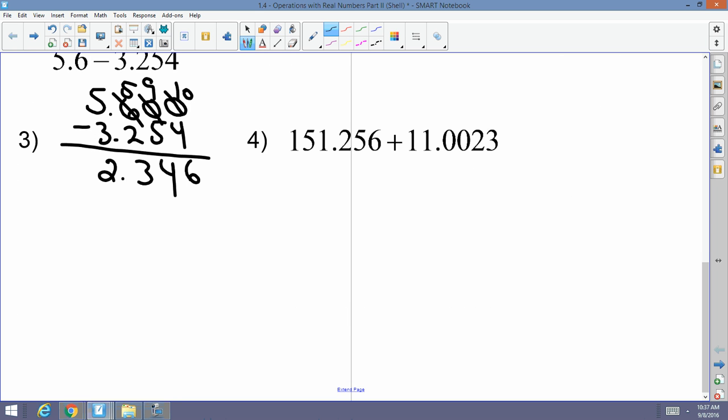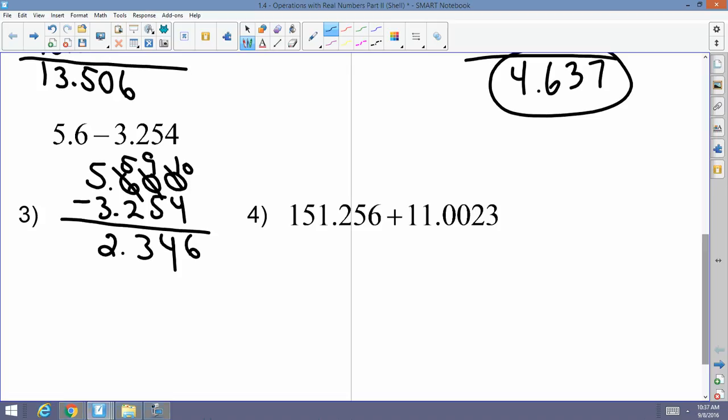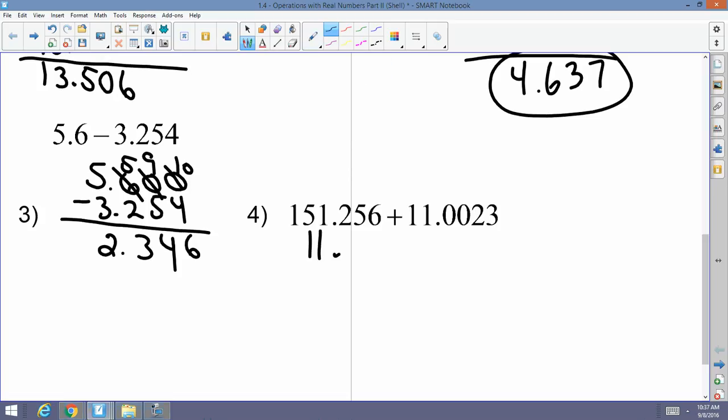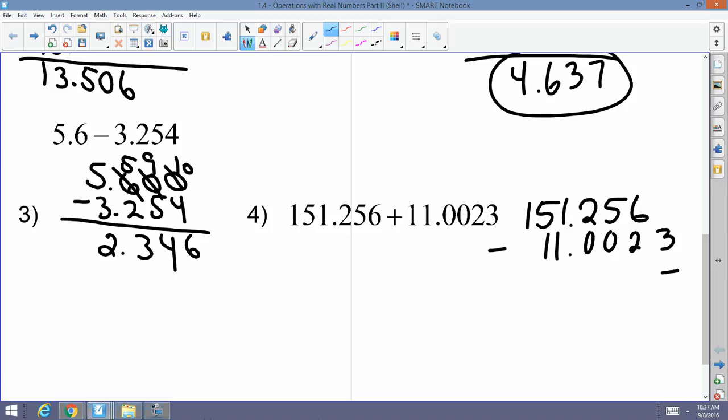And last but not least, we're going to line up the decimals. So I got 11 and 23 ten thousandths. I don't like that. It looks sloppy. Let me rewrite it. So I got 151 and 256 thousandths minus 11 and 23 ten thousandths.